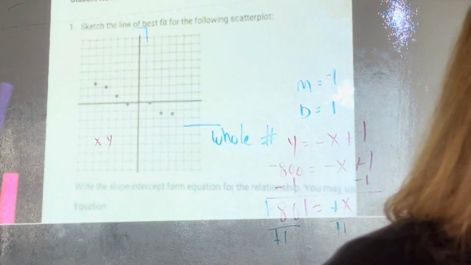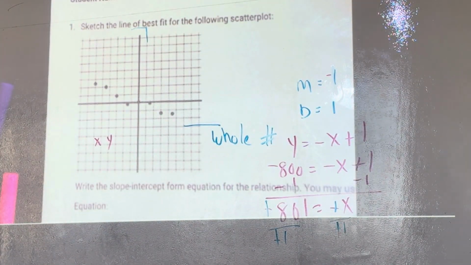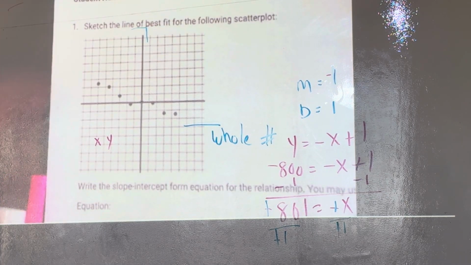801 to the nearest integer. Do I need to label it? Nope, that's good. Okay, and I leveled up. Good job. Okay, so let's look at our notes. With that, I'm going to skip number 1. I can put it back up there after we get done just for time purposes.